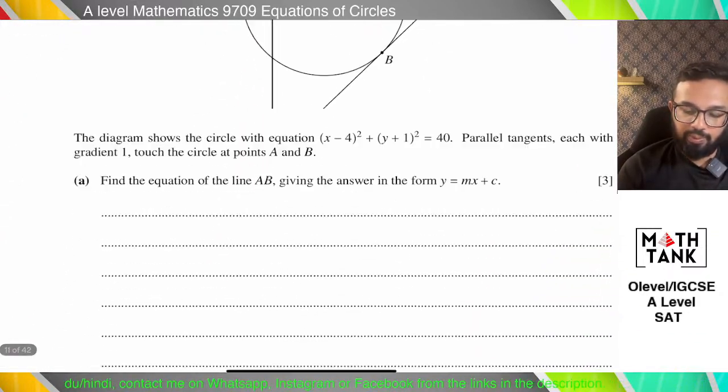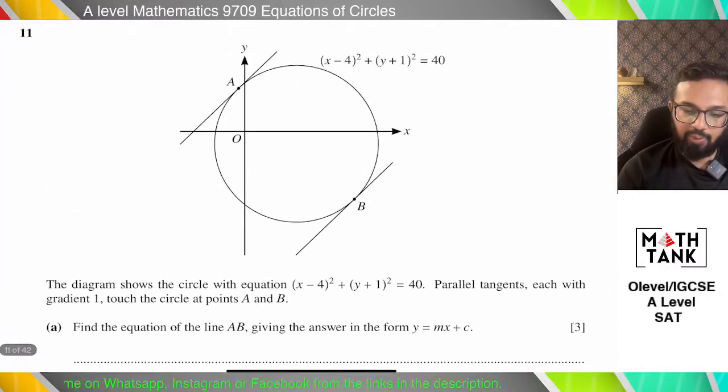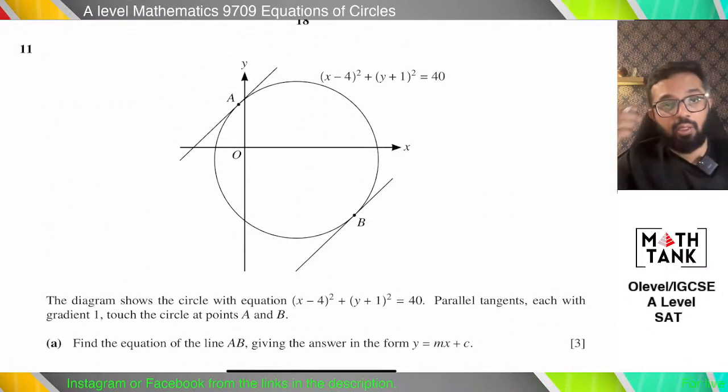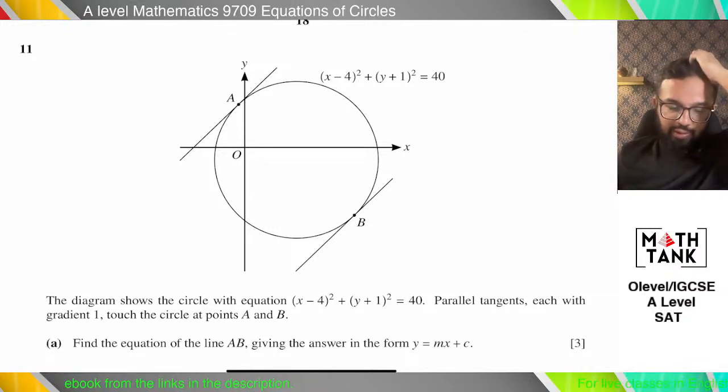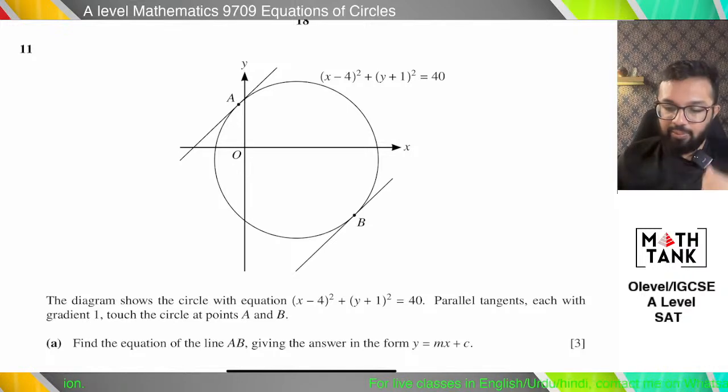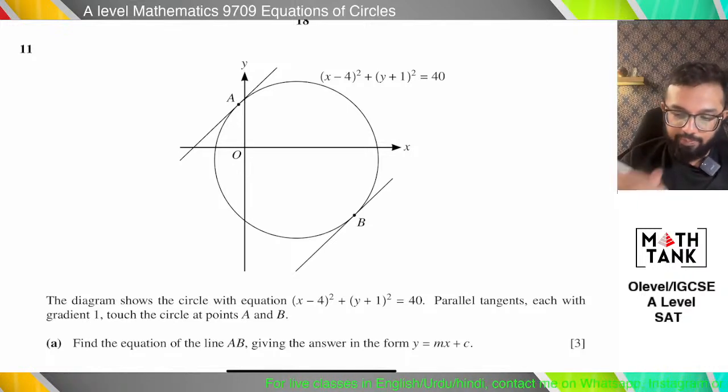I think that was a simple question. November 2311 now, question number 11. Okay, this question says the diagram shows a circle with equation this and parallel tangents. That means the gradients are the same. Okay.